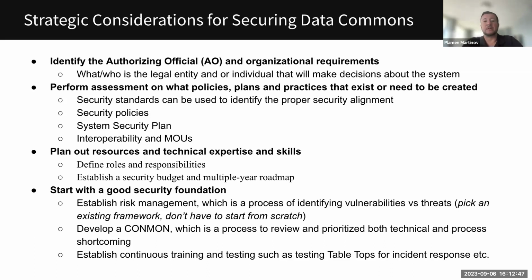Which helps with the next point here, which is plan out resources and then identify technical expertise and skills that are needed. Defining roles and responsibilities. If you have a small security team or no security team, there are certain things that could be done with the people that you have. You just have to make sure that you allocate the right time for them to do it. For example, a developer could utilize 5% of their time to do certain security functions if they have to wear multiple hats, if you don't have a centralized security team. There's ways to do this.